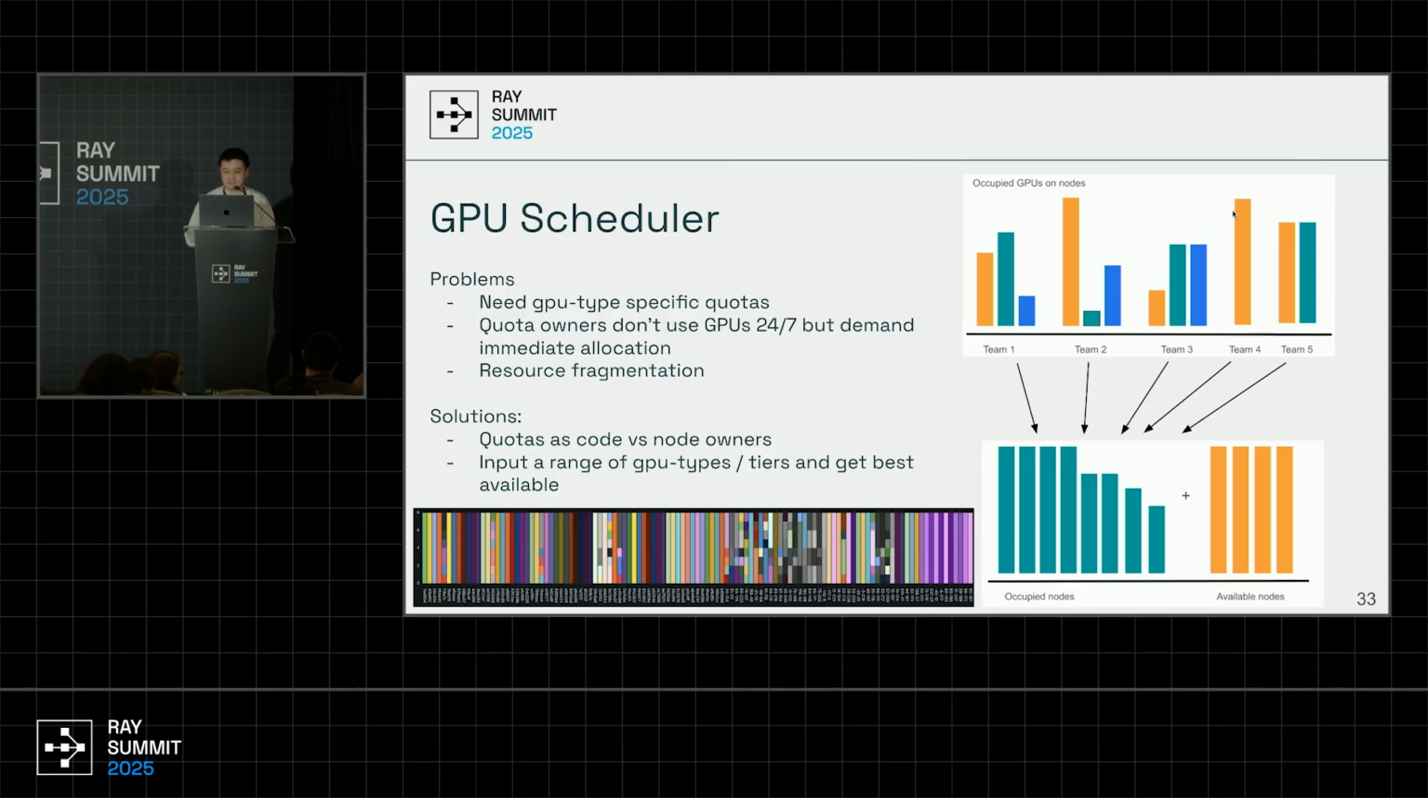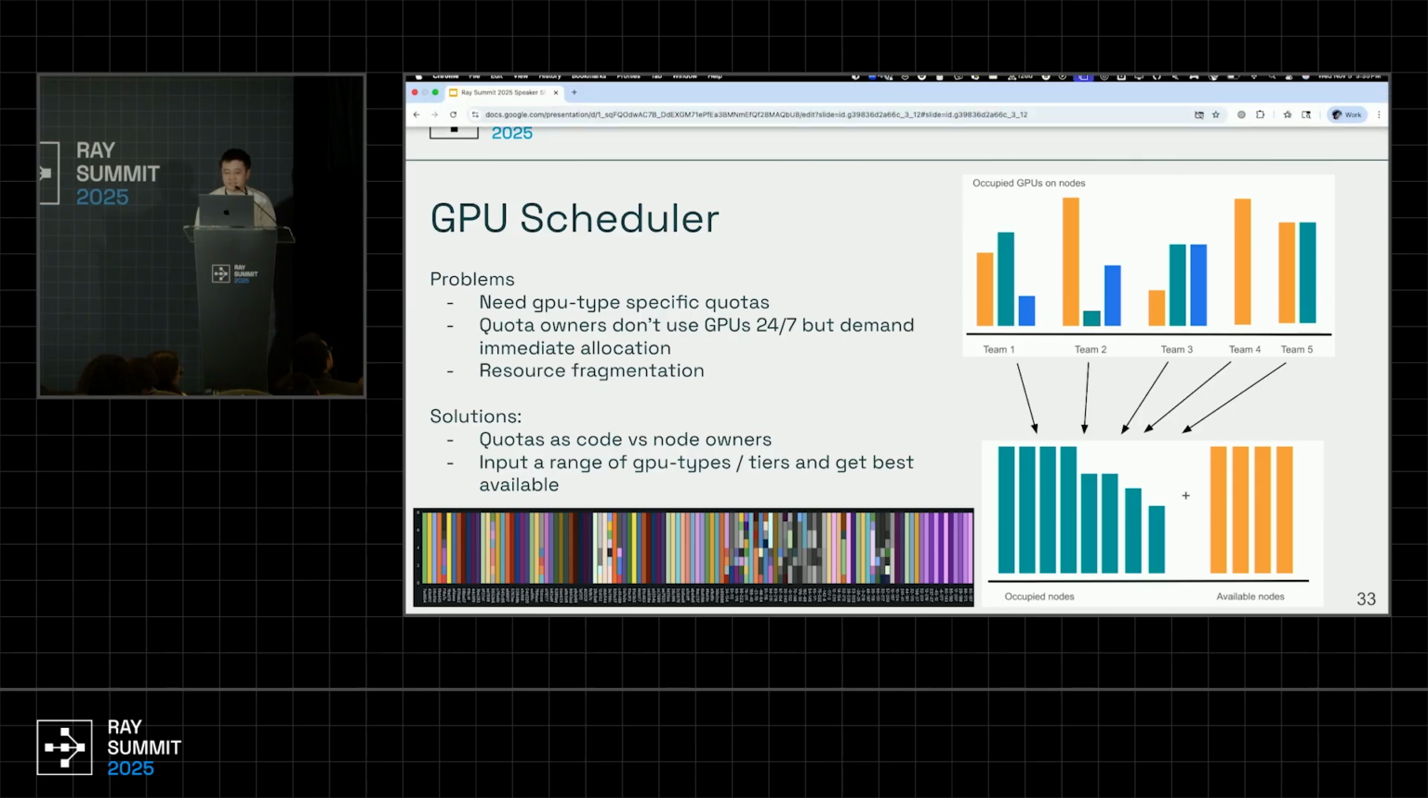And to fix this, we re-architected our entire scheduling and queuing stack. Previously, teams directly owned physical nodes in our cluster. We moved to quota as code. Resource quotas are centrally managed in Git for cluster queues. Now, teams own a logical resource quota instead of specific physical machines.